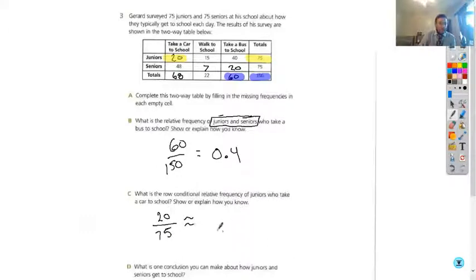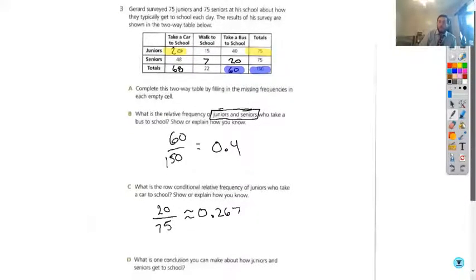Then this works out to be approximately 0.267 when we round here. So about 26.7% of juniors take a car to school, which isn't a whole lot when we say that there's 3 different types of transportation, right? Because it's less than 1/3.